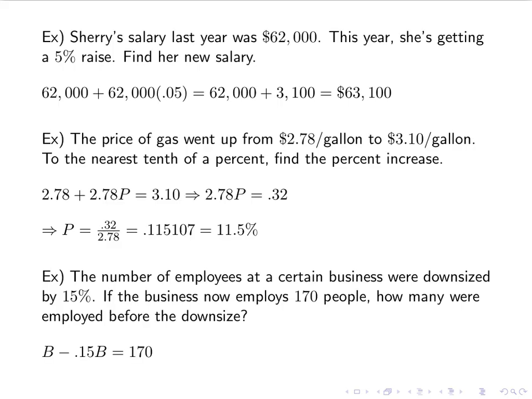So that gives us b minus 0.15b equals 170. So again, 1b minus 0.15b gives us 0.85b. Or again, if something was downsized by 15%, it means you still have 85%. So 0.85b equals 170. Divide both sides by 0.85. And we get that originally there were 200 employees.